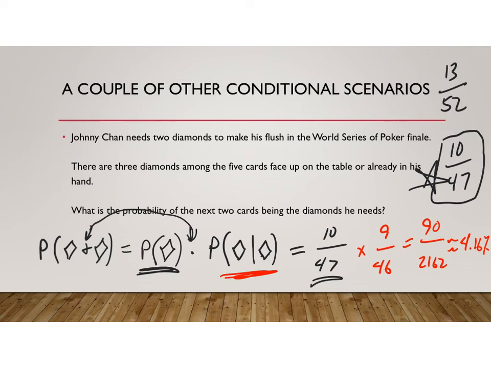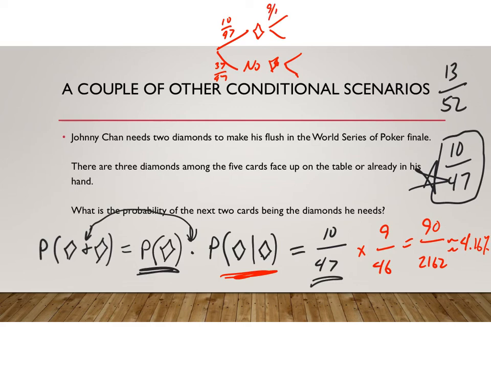This could also be written as a tree diagram, where we look at, and we'll talk about these more later, diamond and no diamond, up at the top here. And this is 10 out of 47, and this is 37 out of 47. Then you get diamond or no diamond, and this one we don't really care about since we already didn't get a diamond, but we could do that as well.